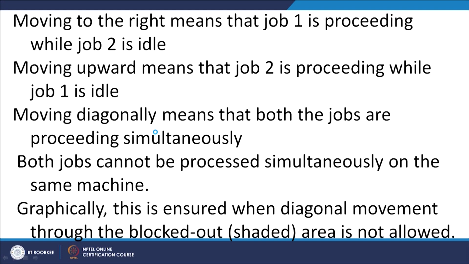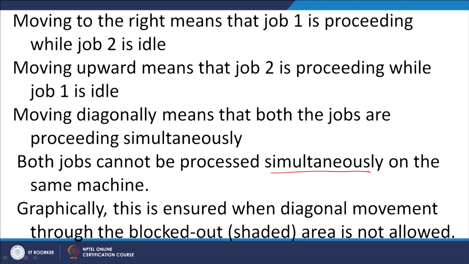The objective is to minimize the elapsed time. Therefore, it is important that we make the diagonal movements as much as possible. Both the jobs cannot be processed simultaneously on the same machine. Graphically, this is ensured when the diagonal movements are not done through the blocked out shaded region. This is not allowed.